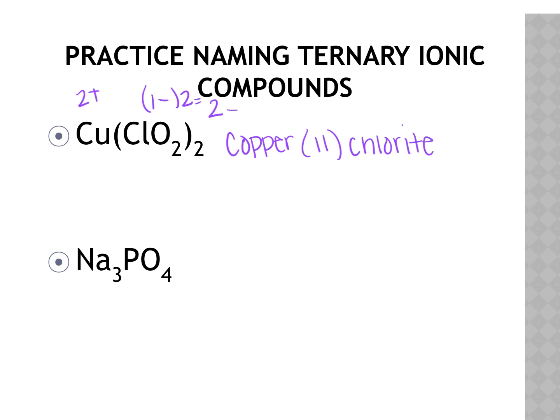Our second one is Na3PO4. What's the question you ask yourself? Is sodium a transition metal? No, so do you have to figure out the charge? Nope. So what do we just call Na? Sodium. And then we look at PO4, and what do we call PO4? Phosphate.